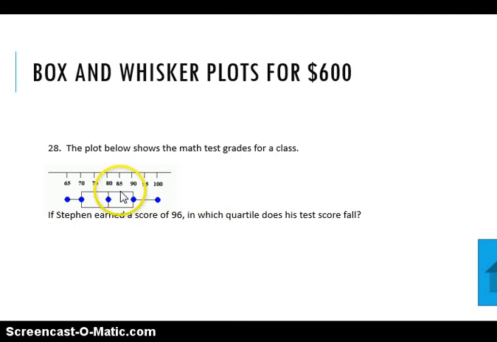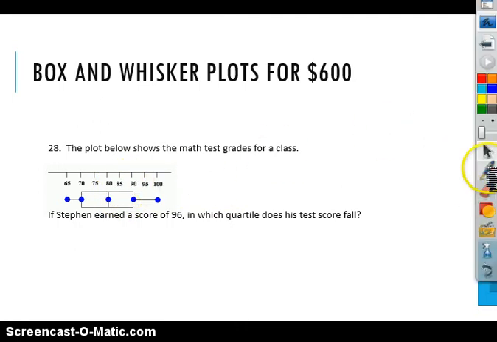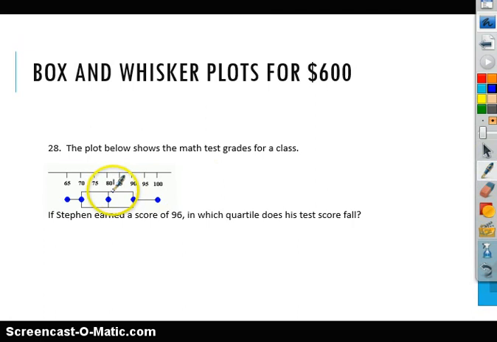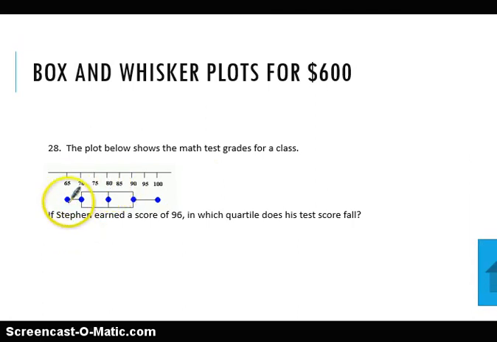Box and whisker plots for 600. The plot below shows the math test grades for a class. If Stephen earned a score of 96, in which quartile does his test score fall? So here, this is the first, this is the second, this is the third, and this is the fourth. That looks to me like 90 right there at the upper quartile. So that means 96 would be right here in the fourth quartile. So I would pick fourth there.